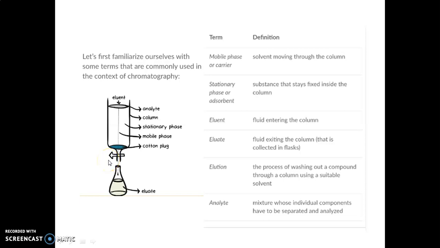Hello, let us continue with our lecture 2. First, we have familiarized ourselves with some terms as we have covered these terms previously.